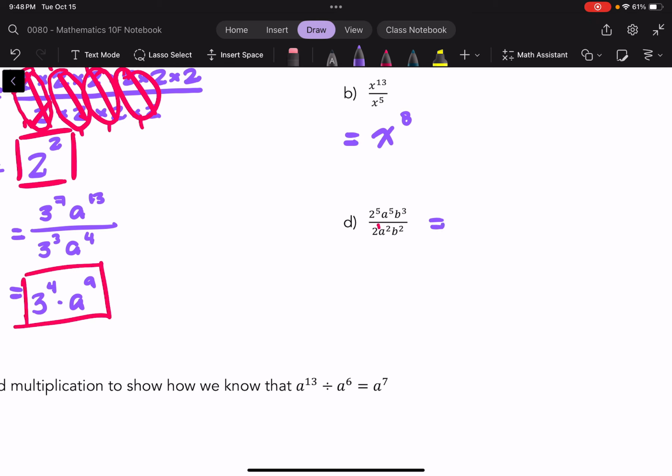As I do this, my exponent laws, I am subtracting my exponents, top from bottom. So I end up with 2 to the power of 5 minus 1, which is 4. I have a to the power of 5 minus 2, which is 3. And b to the power of 3 minus 2, which is 1. Now, I just wrote the 1 in there, but I do not want to include it in my final answer because that ends up being a communication error, specifically a final answer E4 error. So this is what I get when I'm all done here.